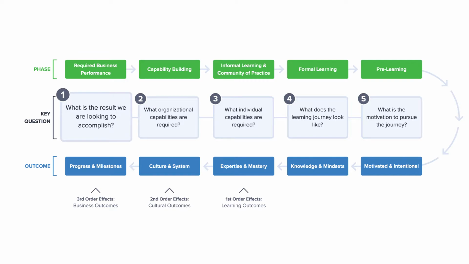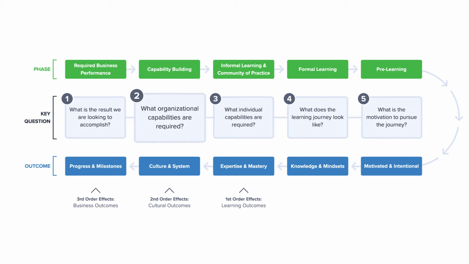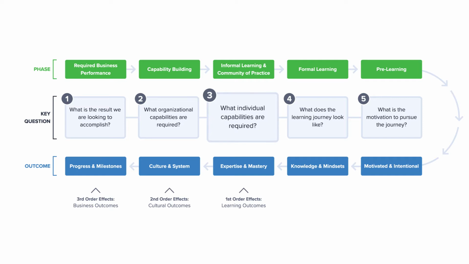What's the business result we're trying to achieve? That's step one. We have to answer that question. So what does success look like when it's over? What does that look like? Number two, what organizational capabilities are required to deliver that success? That's second. Third, what individual capabilities?